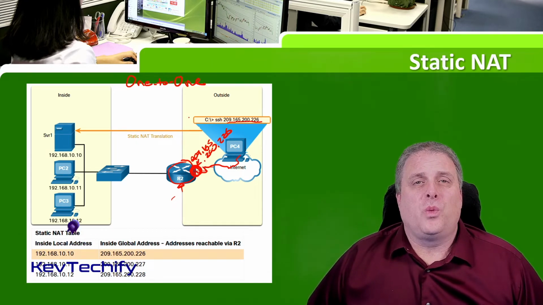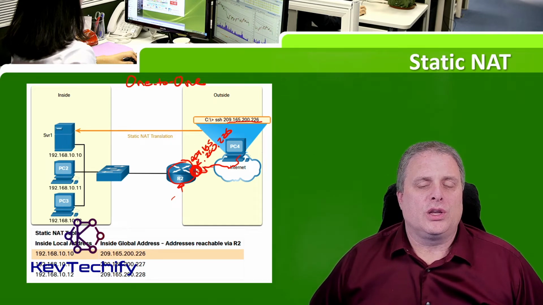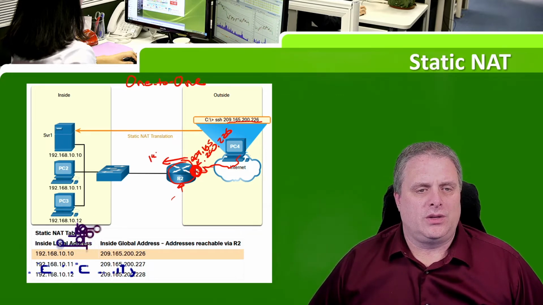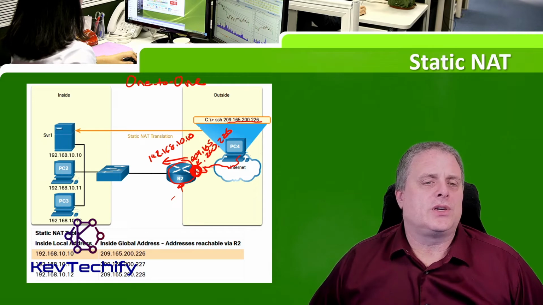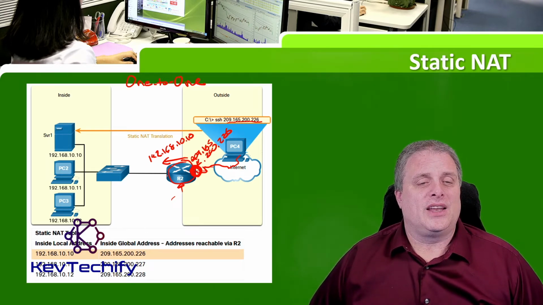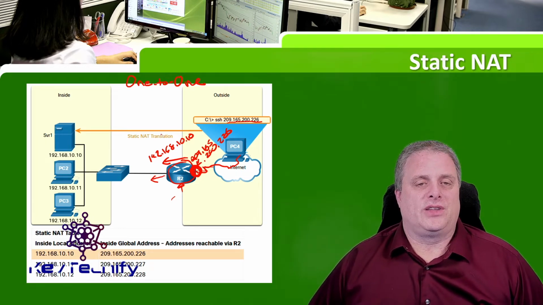But because you went in and you actually set up NAT saying any traffic that comes in looking for this address, we're going to translate it and change it to this IP address, 192.168.10.10. So it's translating that 209 address into 192.168. When it does that translation, then we can send it out to the local area network, and it can get delivered to the final destination.